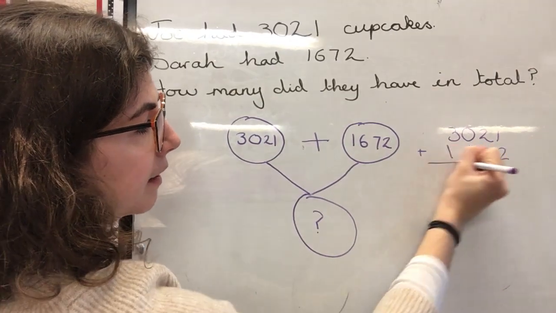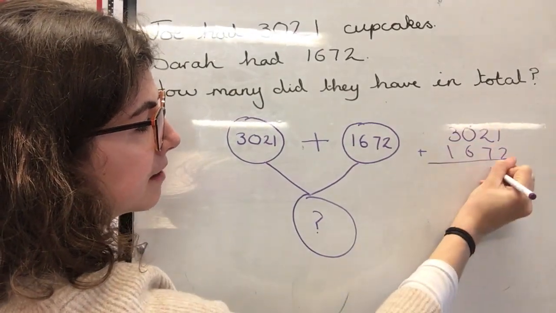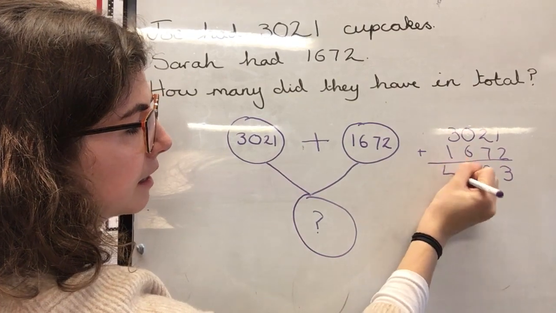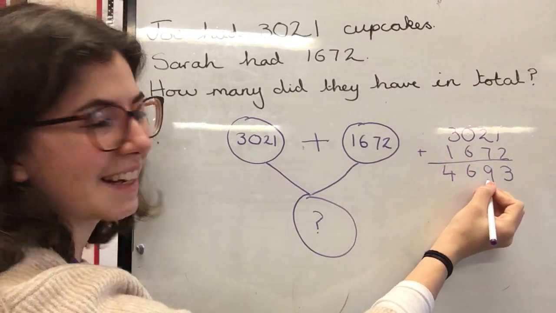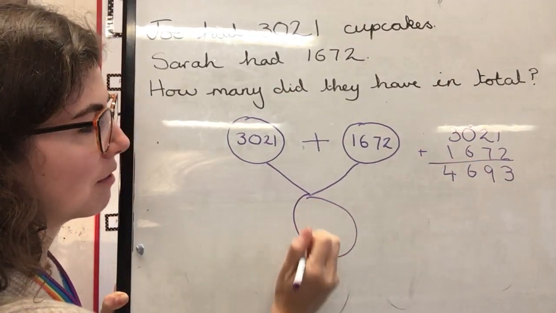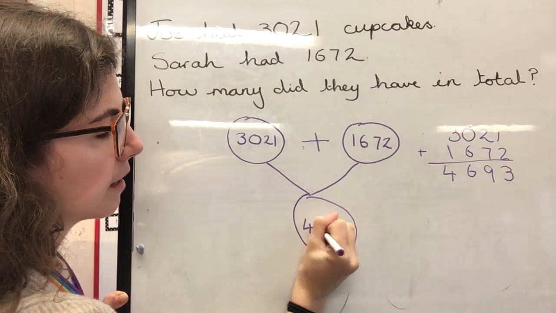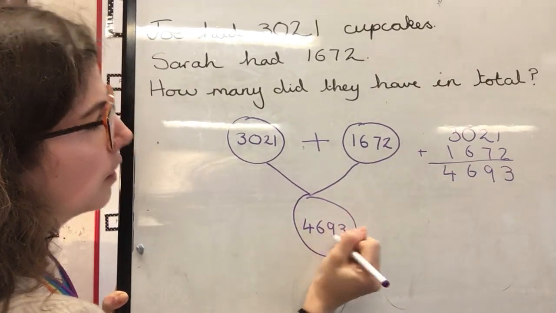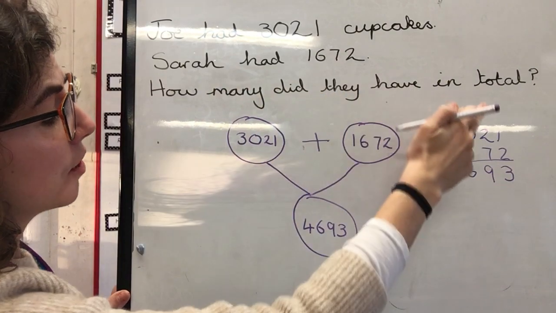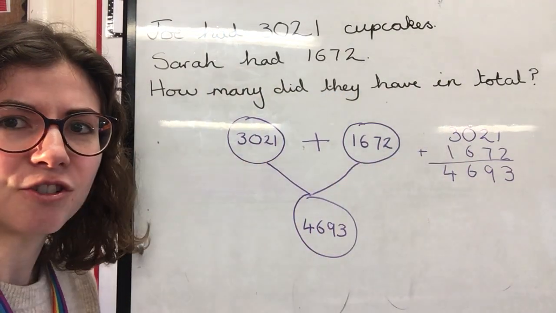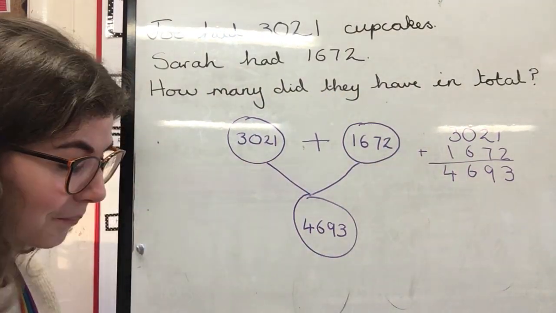If I quickly work that out using my column addition method, I can see that the missing number is 4,693. So I can get rid of that question mark and I can write in the total. So how many did they have in total? Well, they had 4,693 cupcakes altogether.